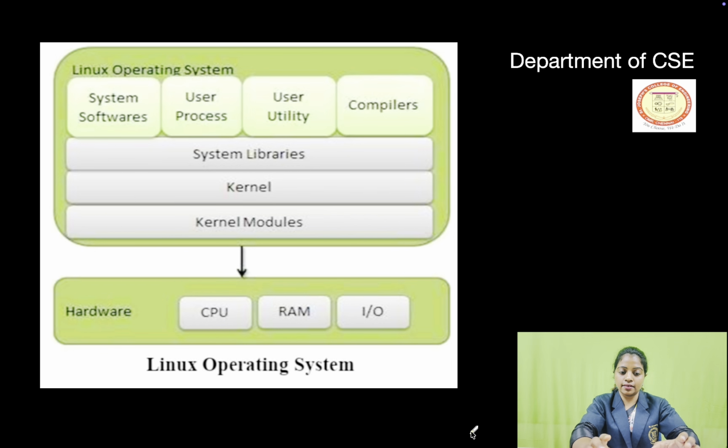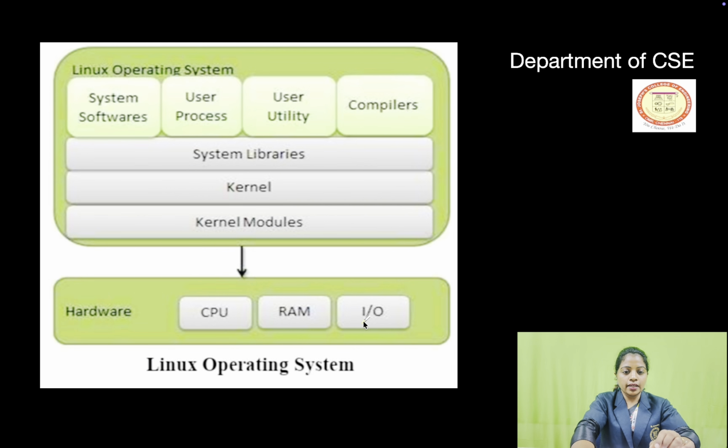So this is an example diagram of Linux OS. This is the architecture of Linux OS, and here the kernel is the main or core part of the OS, and the kernel has direct contact with the hardware, which is CPU, RAM and IO.